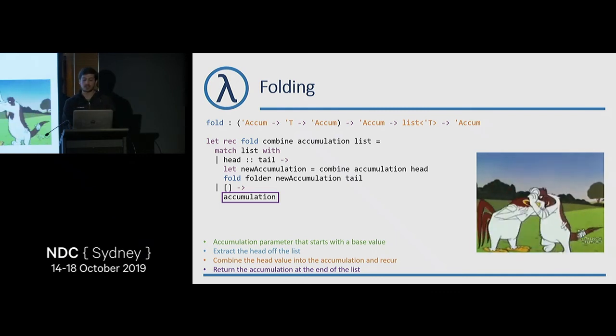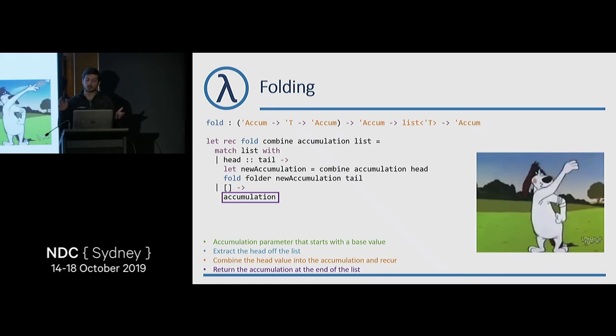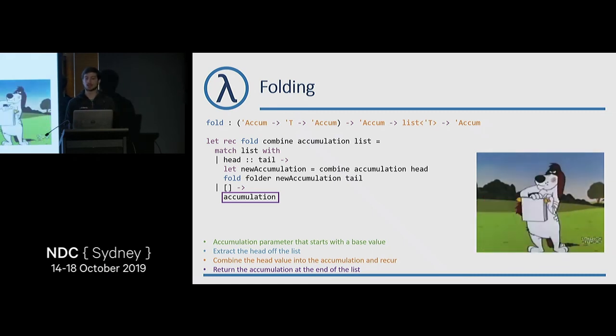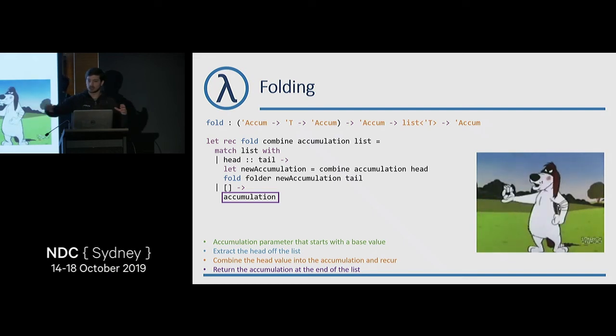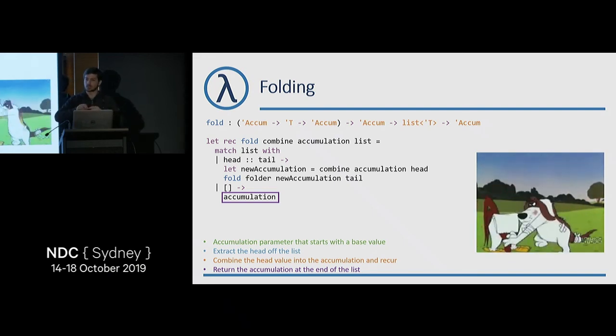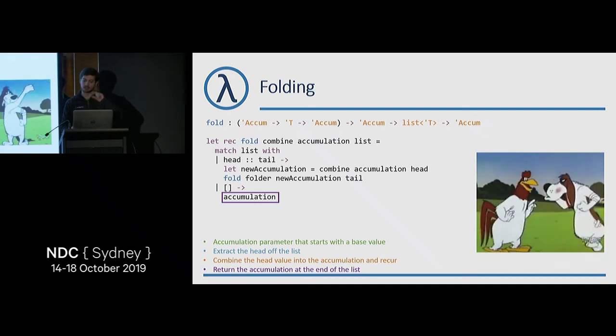Now, the fold function is named fold because you're taking a list and you're folding it up bit by bit into a single accumulation value. And I like to visualize that in my head as if your list was a long piece of paper and you're folding it into squares, and at the end you end up with a stack of paper.